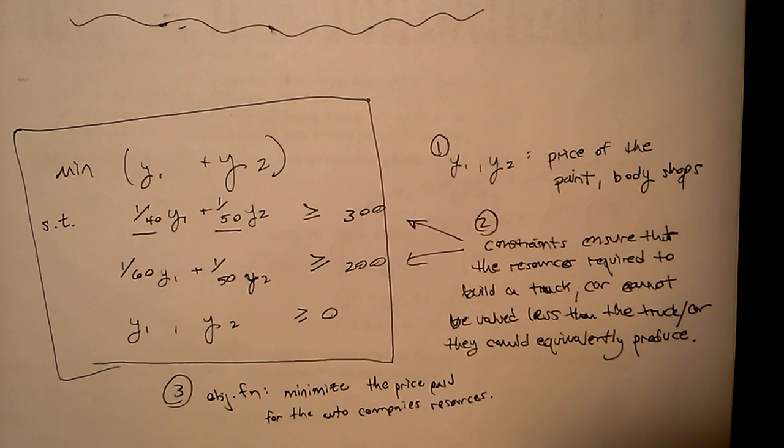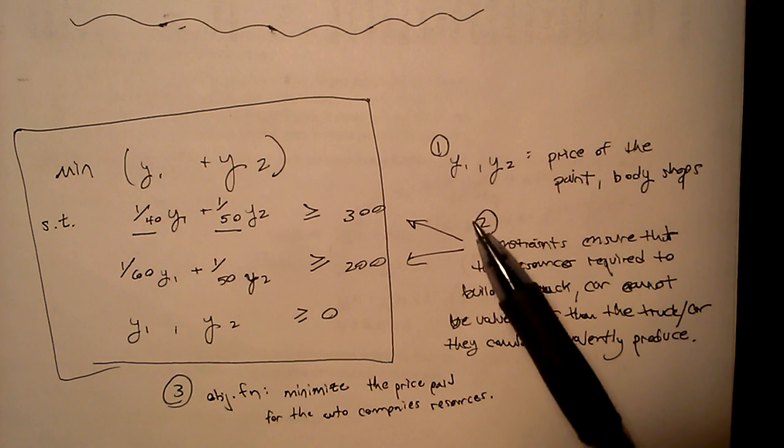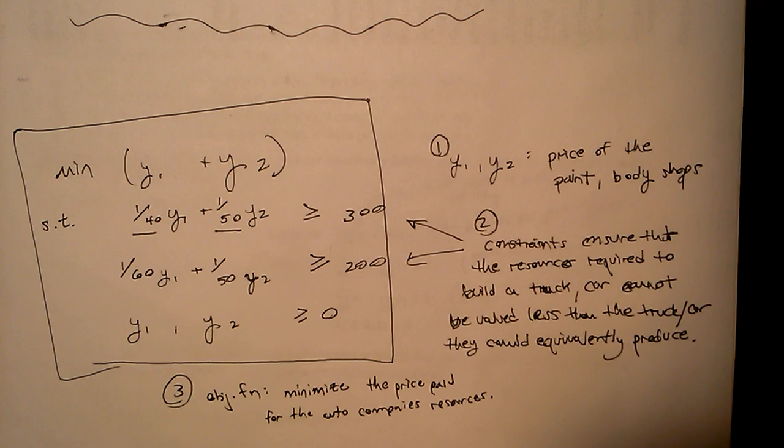Okay. So giving the economic interpretation of the dual to me means first interpret what the decision variables are. Okay, and I've done that here. I said y1 and y2 are the price paid for the paint and the body shops. Okay, simple as that. Then the second part of interpreting the dual is to tell me what these constraints enforce. Okay, and you see I've done that here in 2.